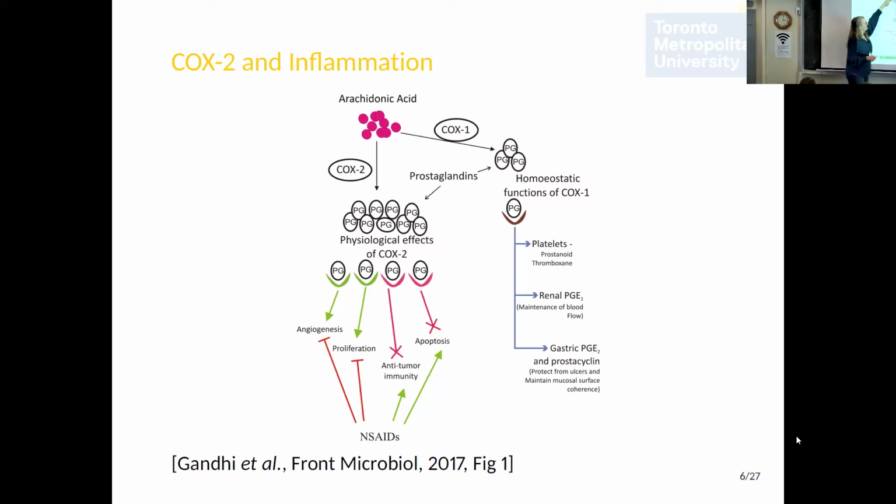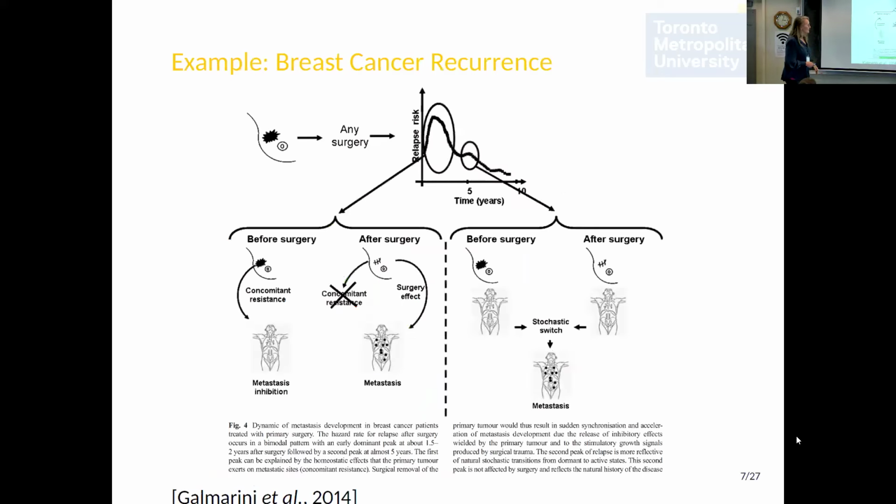Basically, what happens is if you have COX-2, then through all these physiological effects, you get the promotion of angiogenesis, the promotion of proliferation. You shut down anti-tumor immunity like CD8 T cells, and you shut down apoptosis. But by blocking COX-2 with anti-inflammatories or celecoxib, which is specific to COX-2, we hope to break the pathway and allow anti-tumor immunity and stop proliferation, basically.